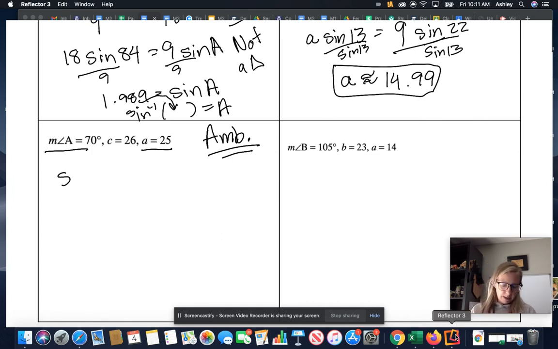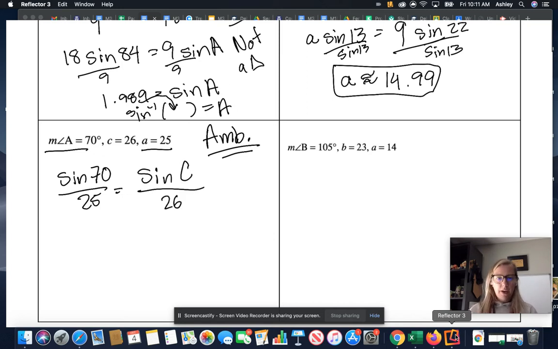All right, so again, we set this up with the information we're given. Sine of 70 over 25, its opposite side, is going to be equal to sine of angle C over 26. Okay, so I'm going to cross multiply: 26 times the sine of 70 is equal to 25 times the sine of C.